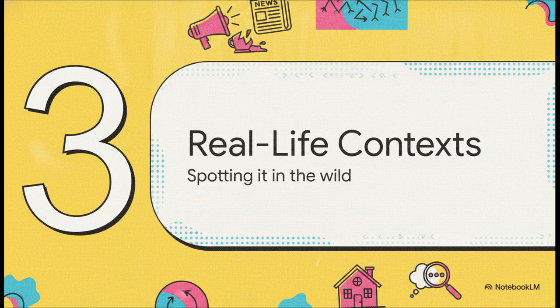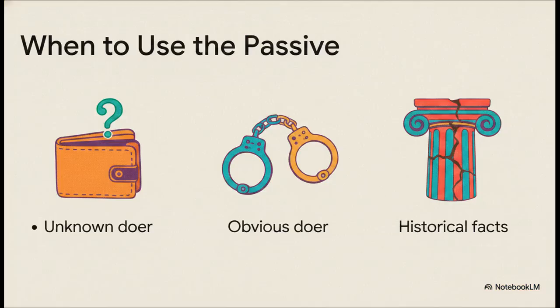All right, section 3, real-life contexts. So why do we actually use this in our daily lives? Well, there are exact real-life scenarios where the passive voice is basically required. First off, we use it when the doer of the action is a complete mystery. Think about the sentence, my wallet was stolen last night. You have literally no idea who took it, so the wallet has to be the main focus.